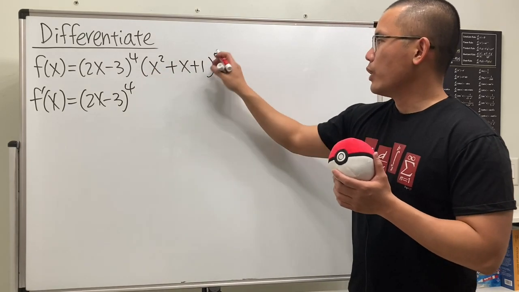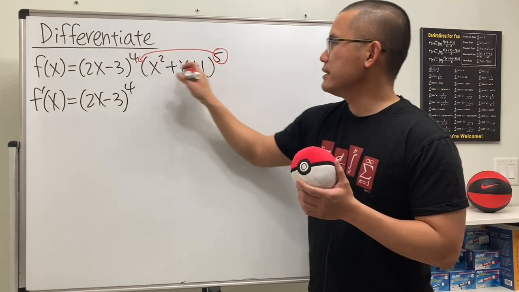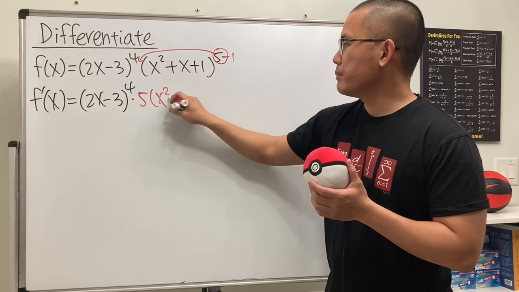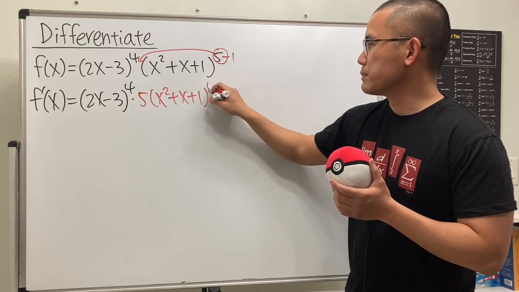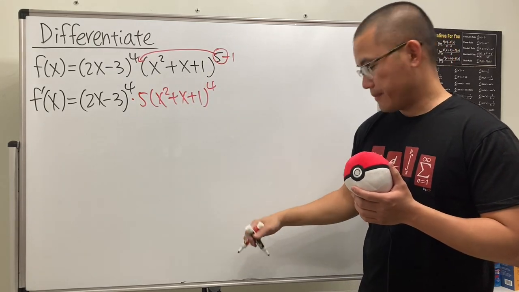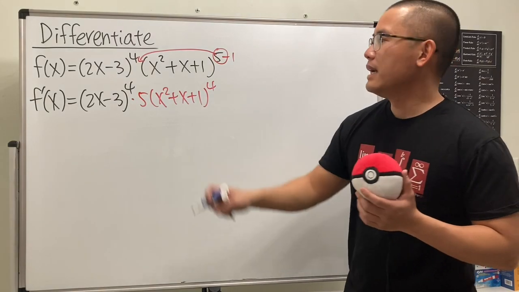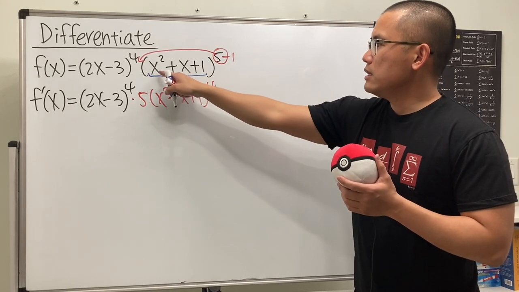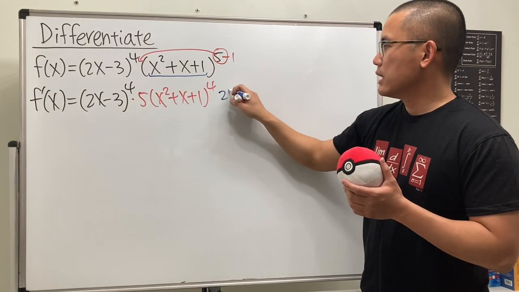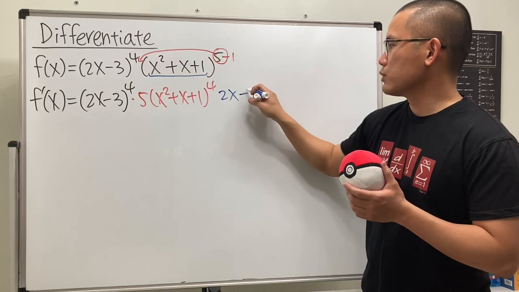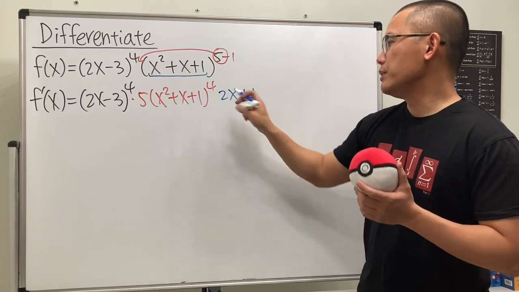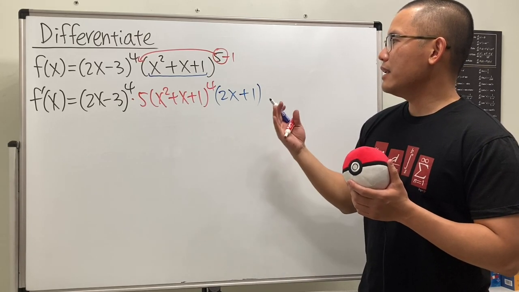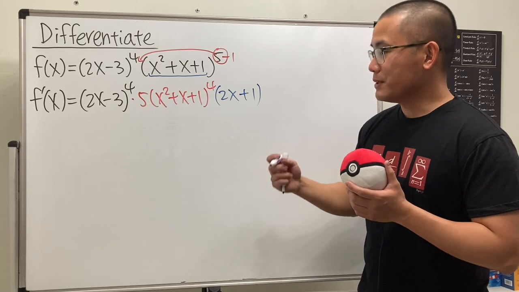The derivative of this, well, we first bring the power to the front and then minus 1. So we will have 5 and then x squared plus x plus 1 raised to the fourth power. And notice that the inside stays the same. Now, we are going to multiply by the derivative of the inside because of the chain rule. Well, let's see, the derivative of x squared is 2x, and then the derivative of plus x is just plus 1. And because this has two terms, be sure we put down a parenthesis, all right? So that is it for the first part.